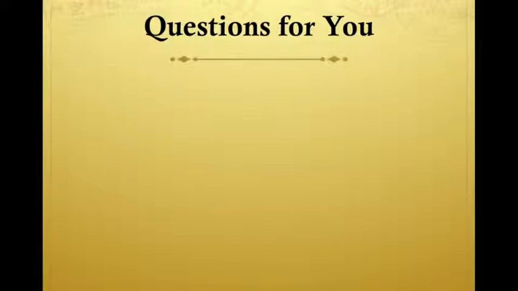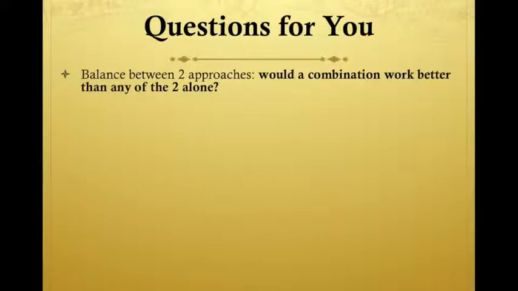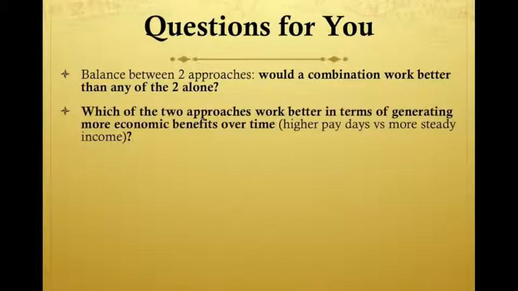So let me summarize some questions for you. I want you to play with these models and answer some of these questions. First of all, is there a balance between the two approaches? Would a combination of short-sightedness and conscientiousness work better than either alone? That's not a trivial question to answer, but you can certainly simulate some scenarios and get an answer. Now, which of these two approaches works better in terms of generating more economic benefits over time? Either higher paydays or more steady income. I want you to answer this question based on the model results.